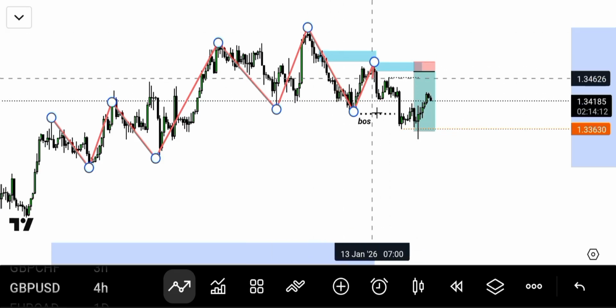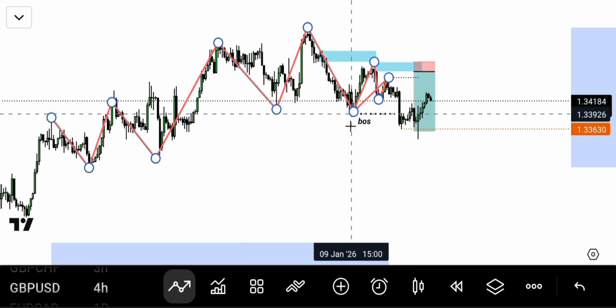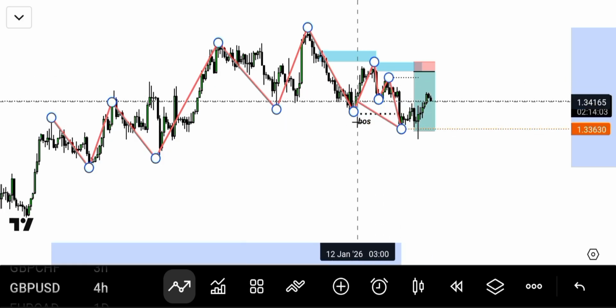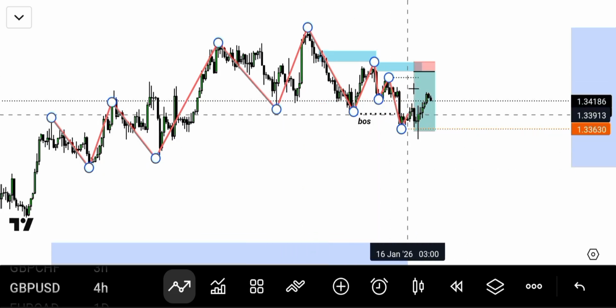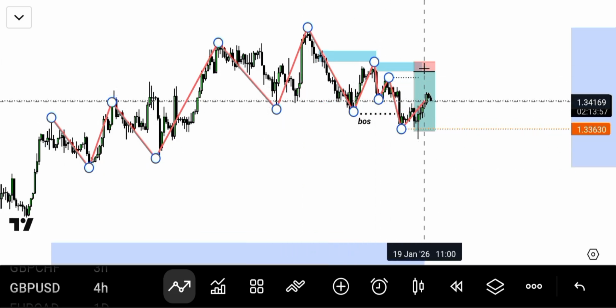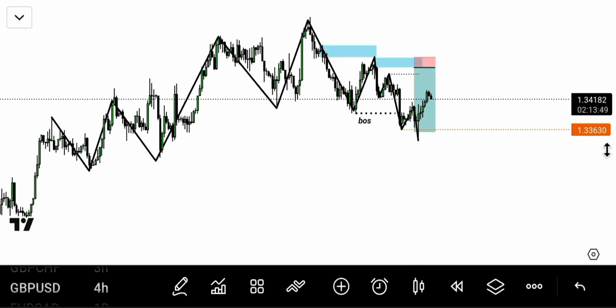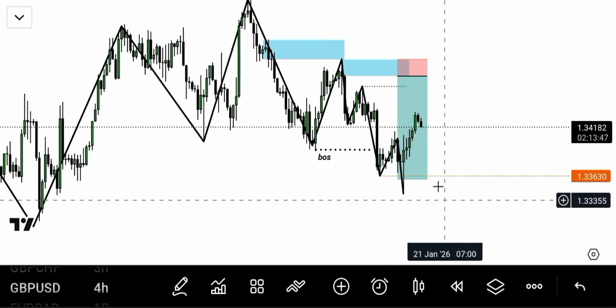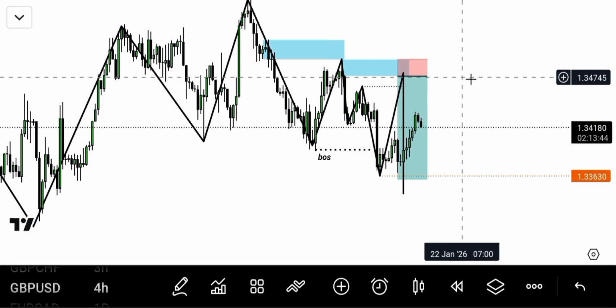Now, before this last break of structure, price actually formed something called an inducement liquidity, and then broke structure to the downside. Based on what we are expecting on this trade, we are expecting price to take out this structural liquidity to continue to the downside.